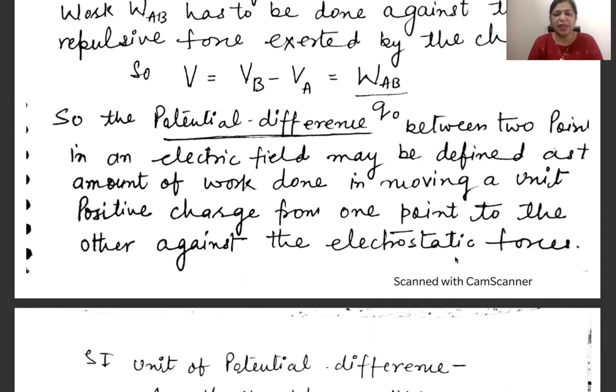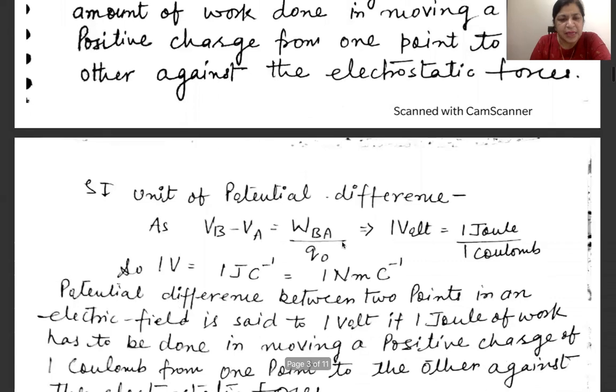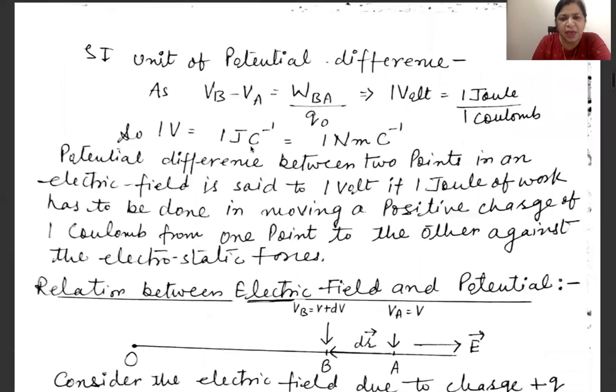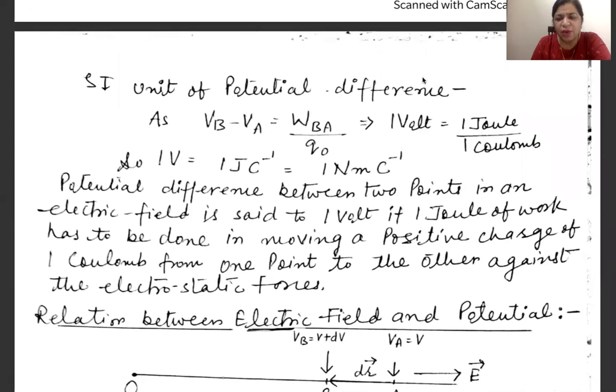As in potential, we were saying that it is the work done in moving a unit positive charge from infinity to the point, and here we are calculating the work done from one point to the other point. The remaining things are same. So SI unit of potential difference, as it is VB minus VA, is work done divided by the test charge. So the unit for potential difference will be volt. 1 volt will be equal to, for work 1 joule, and for charge 1 coulomb. So you will have 1 volt is equal to 1 joule per coulomb.